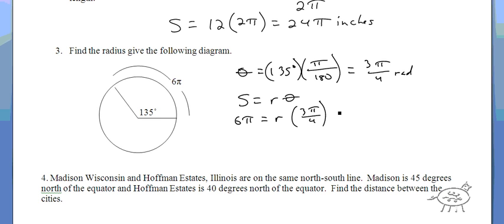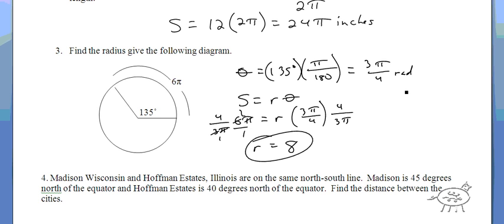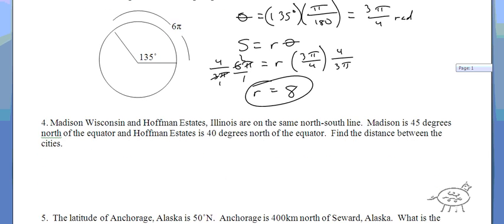Okay, so we're solving for R. So, 4 over 3 pi, 4 over 3 pi, and the pi's cancel, and that's 1 and a 2, so R comes out to be 8. Okay, and I don't have any units here, so it's just 8. Okay, so that's a pretty basic example of using S equals R theta.